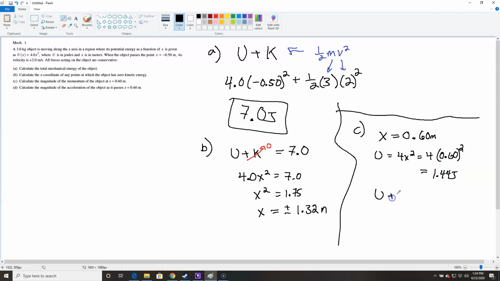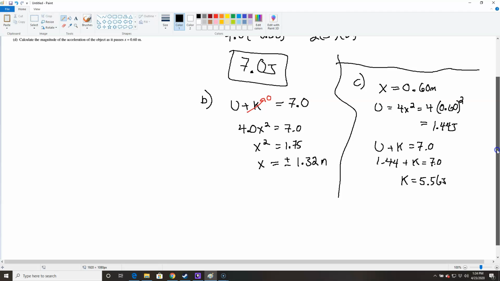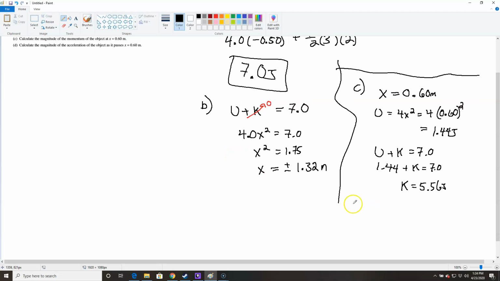So potential plus kinetic has to equal 7 joules. So 1.44 plus our kinetic equals 7 joules. My kinetic energy, 7 minus 1.44, is 5.56. So I have 5.56 joules of kinetic energy. Why do I care if I'm looking for momentum? Because the kinetic energy is going to tell me what the velocity is, using 1/2 mv squared. And once I know that velocity, I can say the momentum is mv and solve for the momentum.